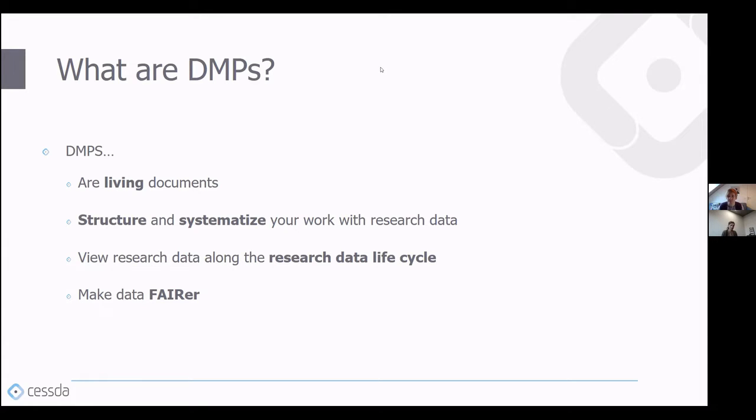That is ideally written in advance of a research project. And the content is that they structure and systematize your work with research data. And ideally, they also view and present that research data along the research data lifecycle. That goes from planning how to work with research data over collecting and analyzing, and then ends with probably publishing and potential reusing of research data. So there's this structured and systematic look at research data. And ideally, data management plans will produce FAIR or fairer data. So the outcome of a data management plan ideally is data that is findable, accessible, interoperable, and reusable, always to the extent it is possible for your data.